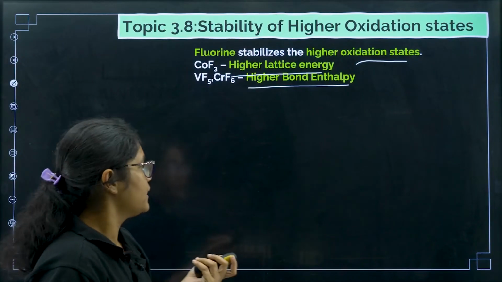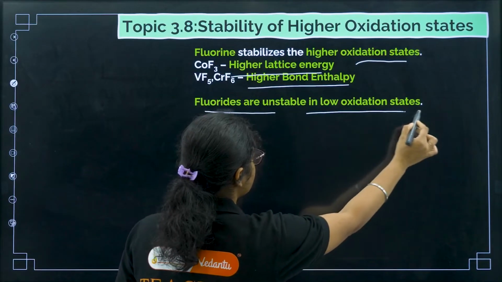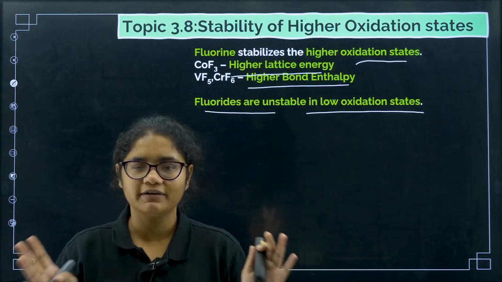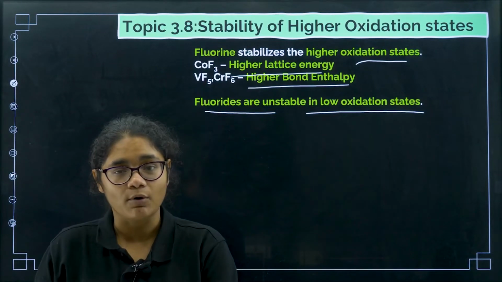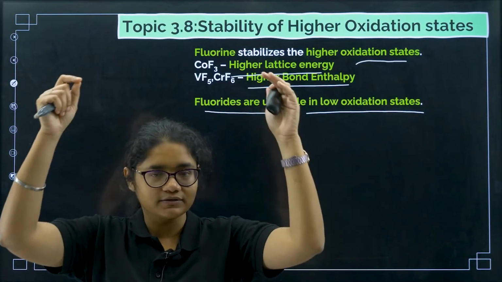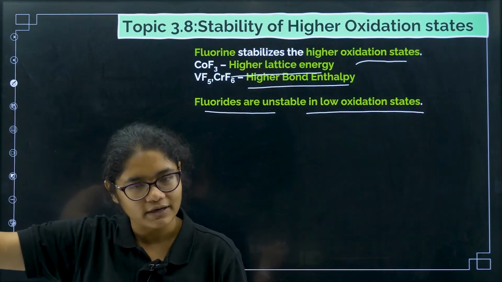Clear? Okay. Now coming to when fluorides are unstable in the lower oxidation state. If the metal is in the lower oxidation state, they don't even search for fluorine, right? At that time they form bonds with chlorine, bromine and iodine, right? When metals are in the higher oxidation state, they form bonds with fluorine plus one secret element that we'll talk about later.